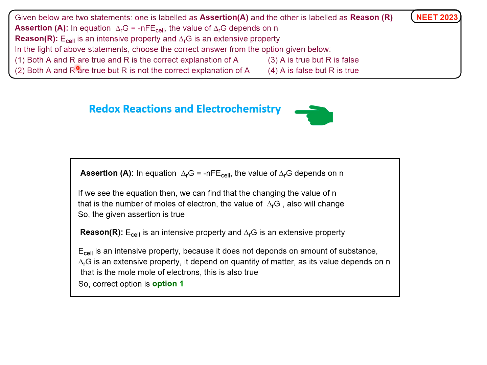Option 1, both A and R are true and R is the correct explanation of A. Option 2, both A and R are true but R is not the correct explanation of A. Option 3, A is true but R is false. Option 4, A is false but R is true. So this is a question from the Redox reactions and electrochemistry chapter mentioned in the NEET syllabus. Now let's discuss each assertion and reason.